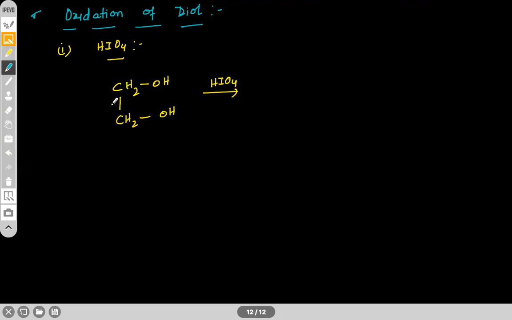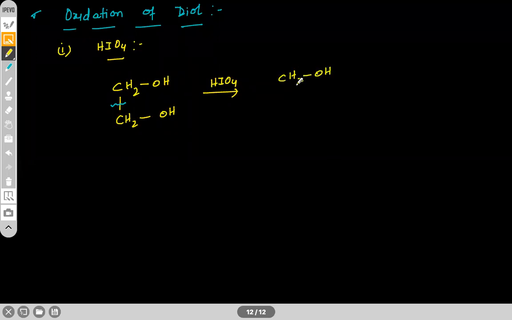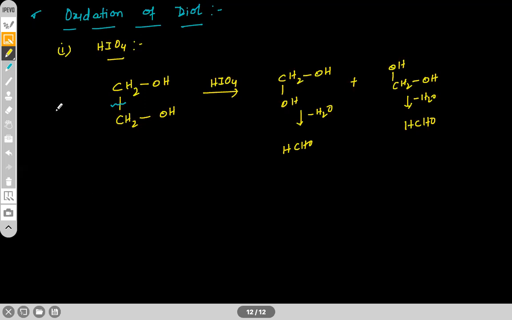You just need to break this carbon-carbon bond and attach OH on both carbons. So the product is CH2OH, OH, plus we get OH, CH2OH. Again, 2 OH on the same carbon atom is not stable. So H2O comes out and we get HCHO. Here also there is no mechanism. You just need to pick the carbon-carbon bond which contains OH groups, break those carbon-carbon bonds and attach OH on those carbons. Another example you see.